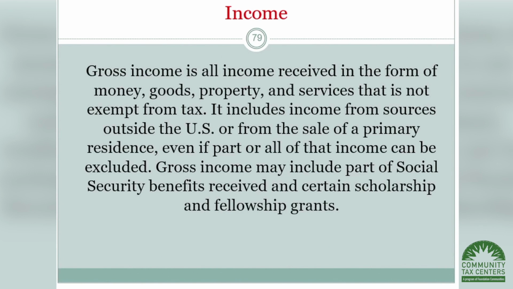So what is income? If you want to turn to pages D, if you start at D, that's going to start the income section. What is income? Gross income is all income received in the form of money, goods, property, and services that is not tax exempt from tax. It includes income from sources outside the U.S. or from the sale of a primary residence, even if part or all of that income can be excluded. Gross income may include part of Social Security benefits received in certain scholarships and fellowship grants.